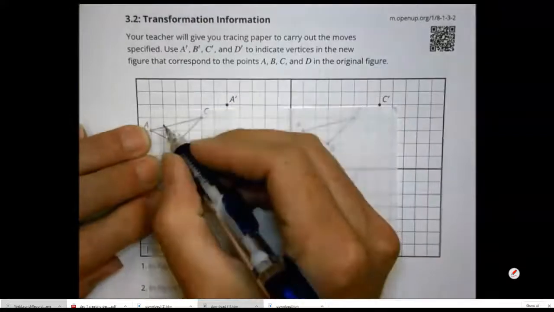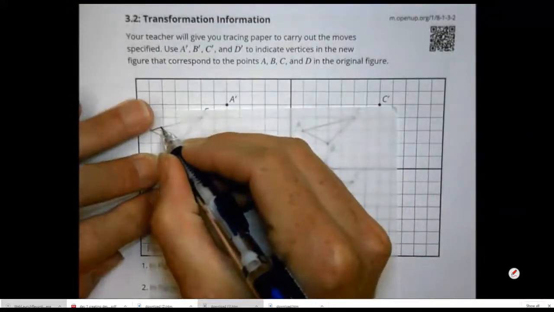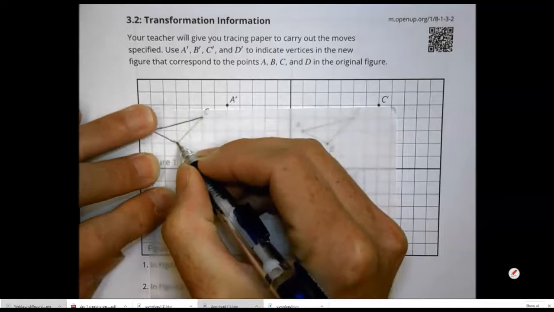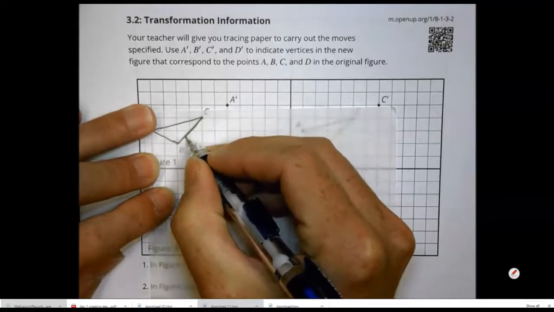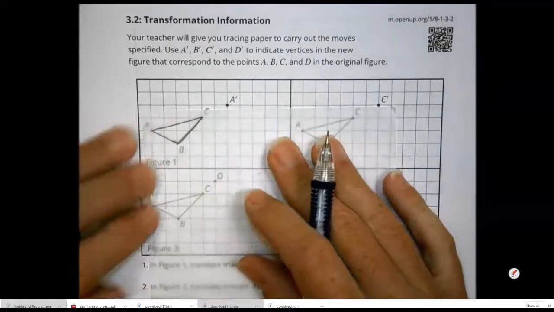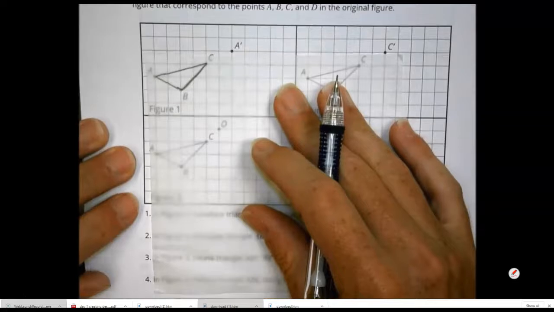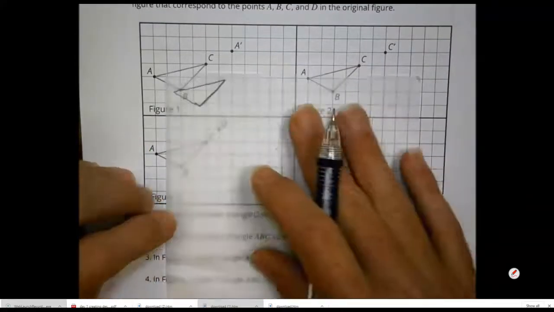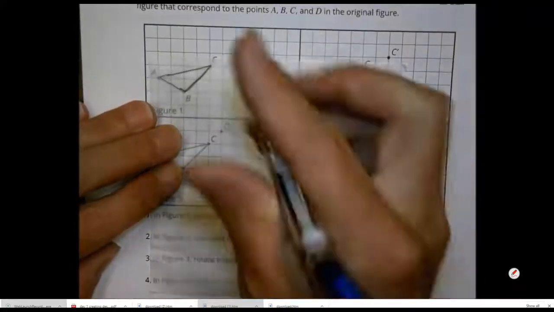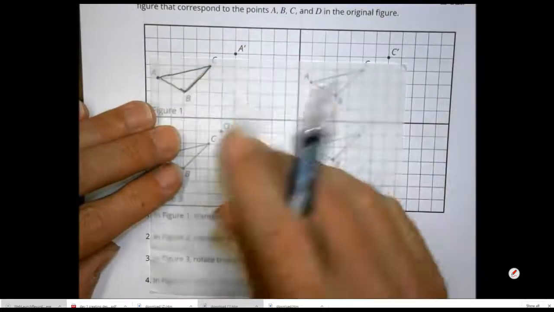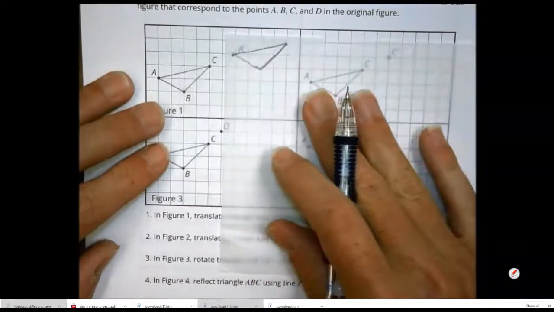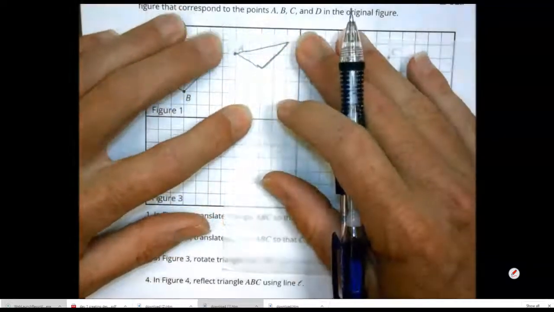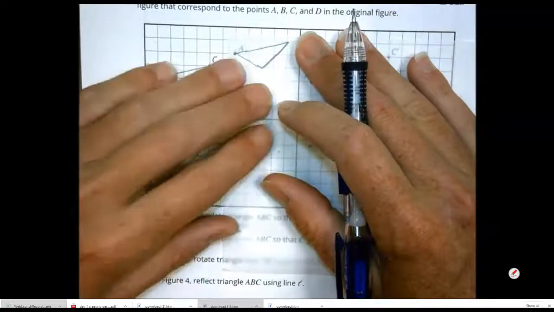If we'd used the patty paper, we might have traced the first shape, A, C, B, like so. For number one, in the first example, it asks you to translate triangle ABC so that A goes to A prime. Well, this is my A point right here, and I want that A point to now be over here. So in doing so, I would redraw that shape over in that position.